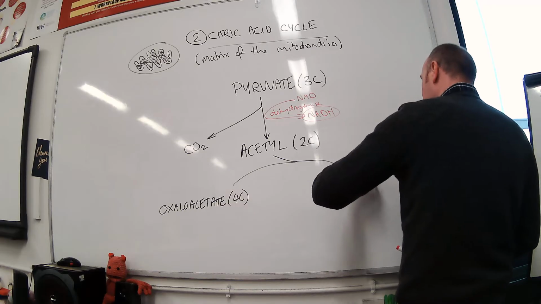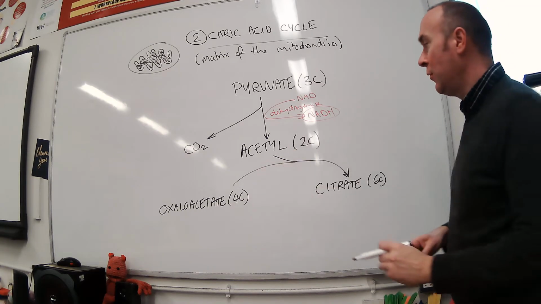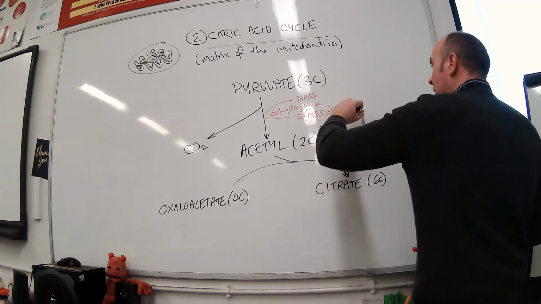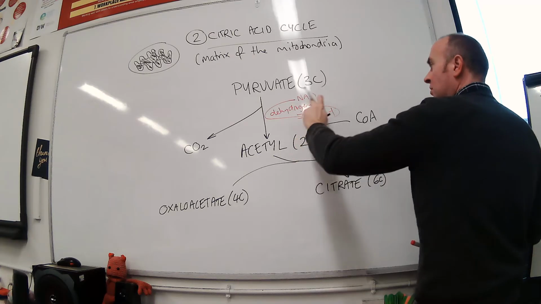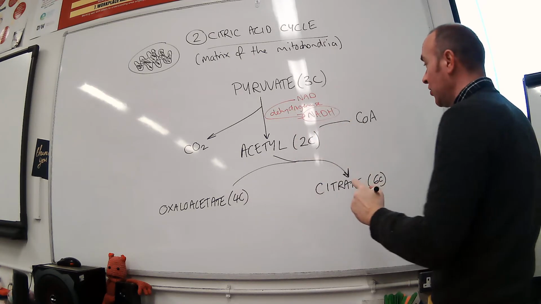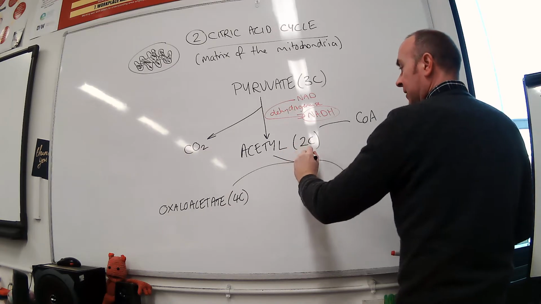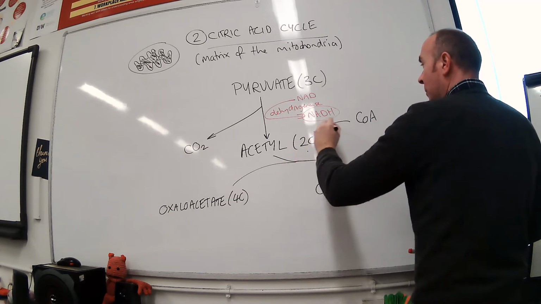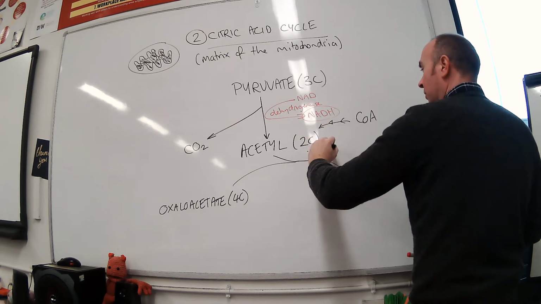But it's not quite as simple as that, because acetyl can't actually do that by itself. Instead, what it has to do is join to a coenzyme called CoA. Acetyl joins to CoA, much the same as hydrogen joins to NAD actually. CoA joins onto acetyl and allows acetyl to join with oxaloacetate. Because it's an enzyme, of course, it comes out of the process completely unchanged.